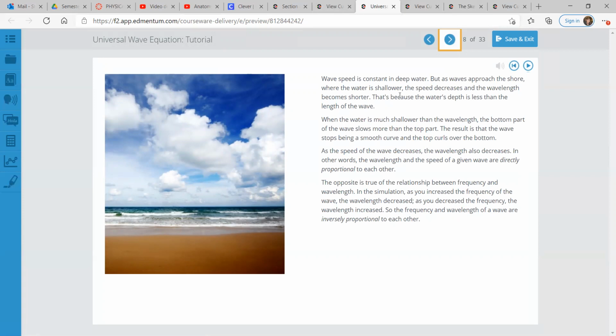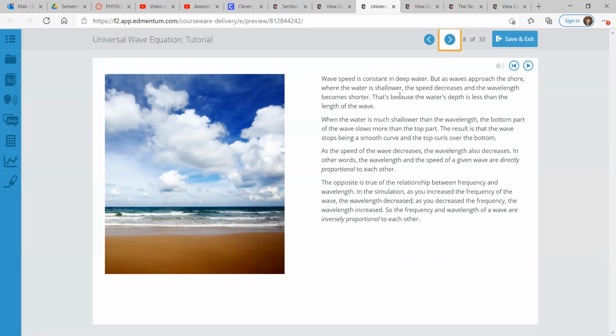Wave speed is constant in deep water, but as waves approach the shore where the water is shallower, the speed decreases and the wavelength becomes shorter. That's because the water's depth is less than the length of the wave. When the water is much shallower than the wavelength, the bottom part of the wave slows more than the top part. The result is that the wave stops being a smooth curve and the top curls over the bottom. As the speed of the wave decreases, the wavelength also decreases. In other words, the wavelength and the speed of a given wave are directly proportional to each other.